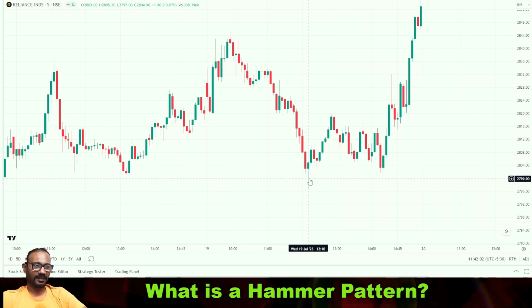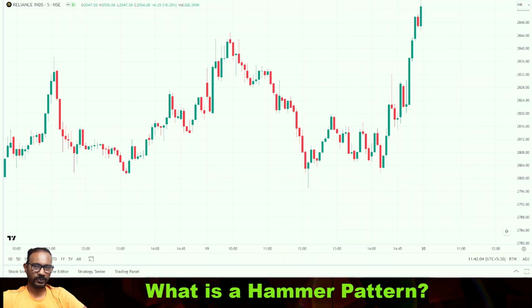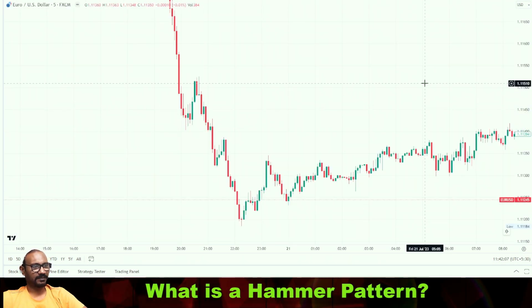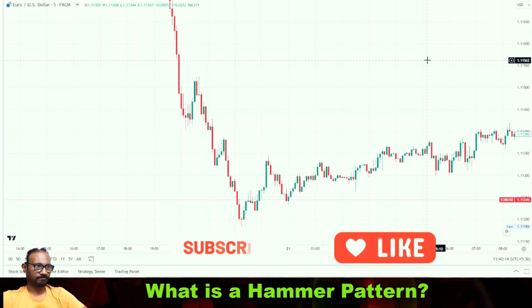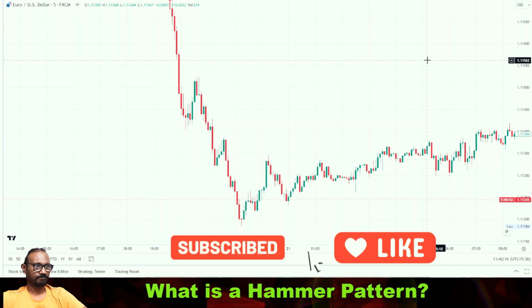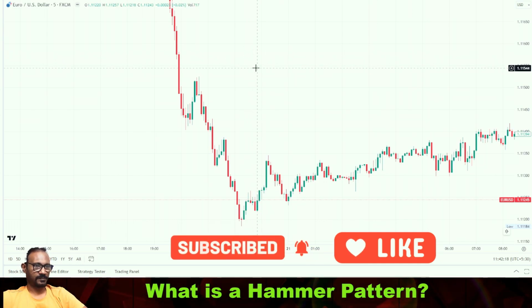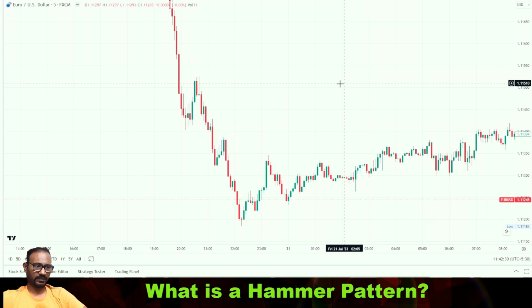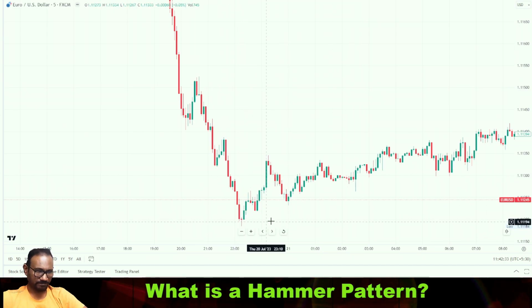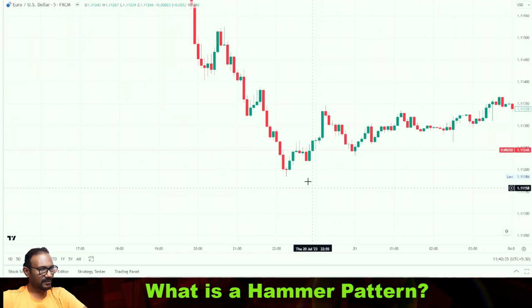Let's see one last example of Euro USD. And can you spot the hammer pattern on this? So is there a genuine hammer in this? All right, I'm going to reveal. The most genuine hammer is over here. Let's zoom in and see that.